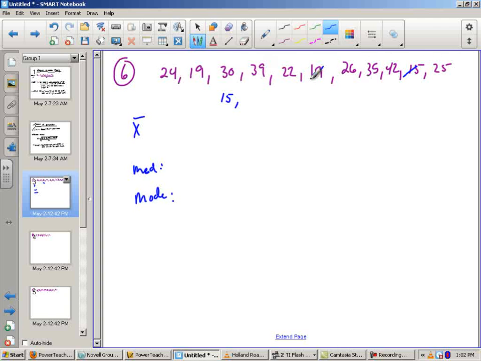Then I'm looking through my list again. I see there's 2 19s, so I'll put 19, 19. And then I look through my list, and I see a 22.